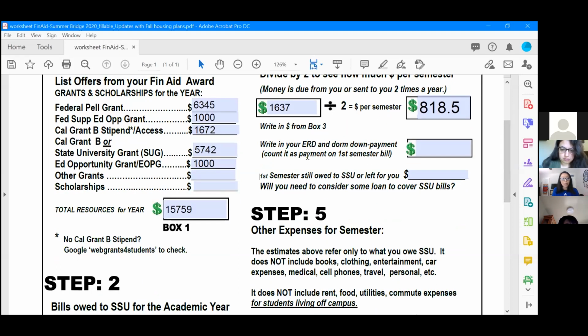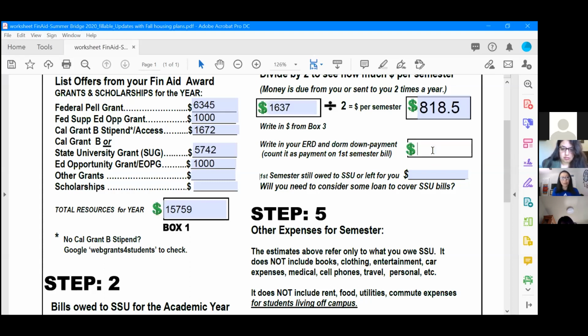Now, if you recall, when you put in your enrollment reservation deposit, and you also put in your housing down payment, for those of you who are planning to still live on campus, this subtracts that total. That money that you put in will be applied towards your fall semester, okay? So I paid $50 as an EOP or Portha student for my ERD, and I also put in $100.